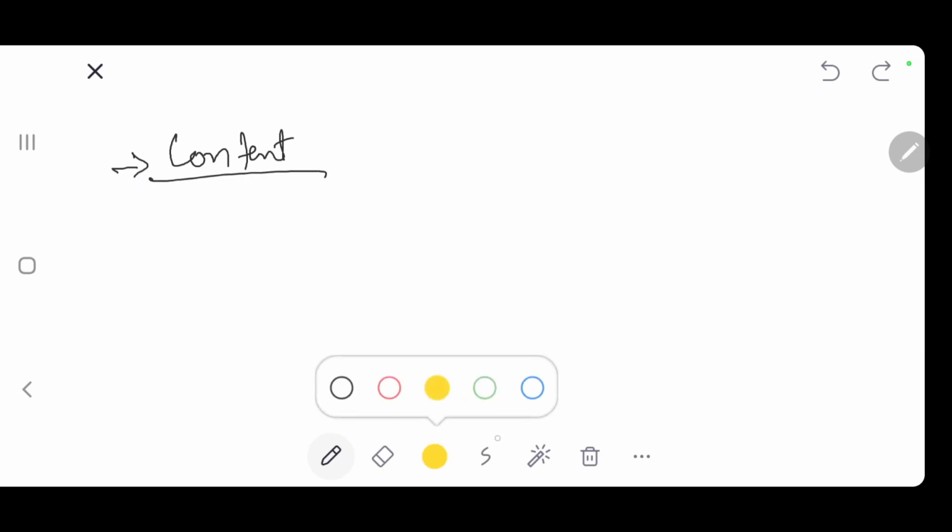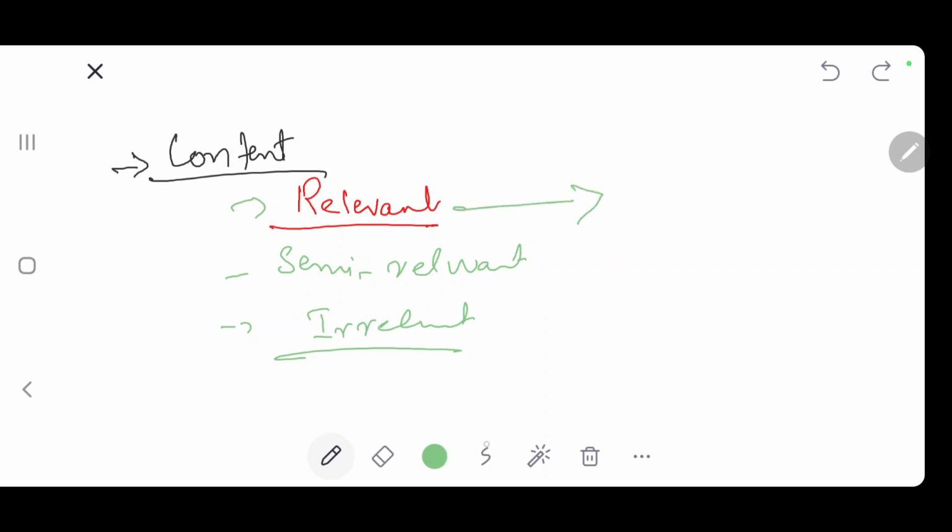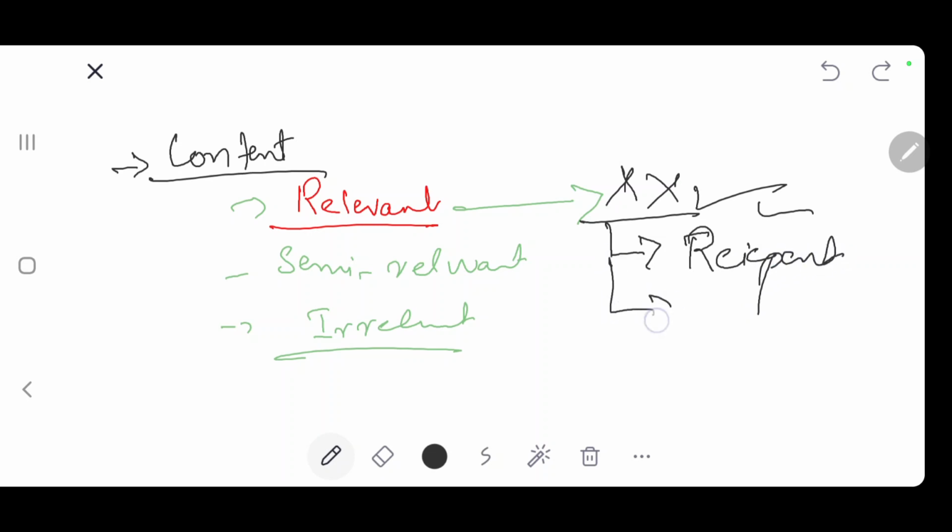So, the second criterion is the content. Now, in the case notes, we have some information that is relevant, some information that is semi-relevant, and some information that is irrelevant. No matter what, you should not miss anything relevant. Always write down relevant details. But relevance with reference to whom? Again, the recipient and the issue.